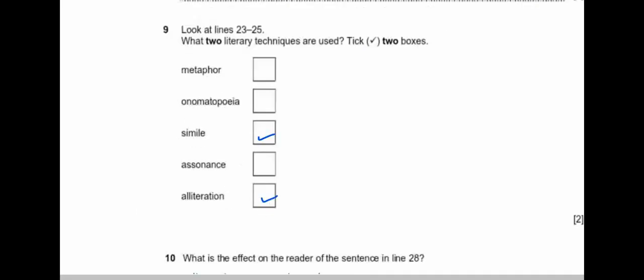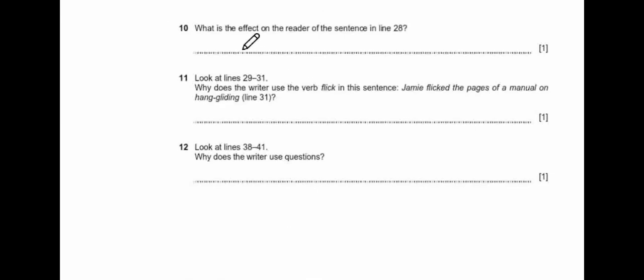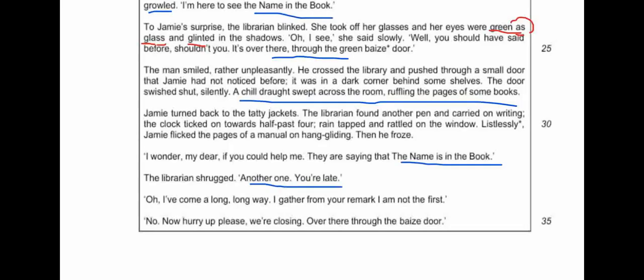Next, question 10. What is the effect on the reader of the sentence in line 28? Let's check. Line 28 says that the doors shut silently. A chill draft swept across the room, ruffling the pages of some books. So we have two words here: chill draft and ruffling.